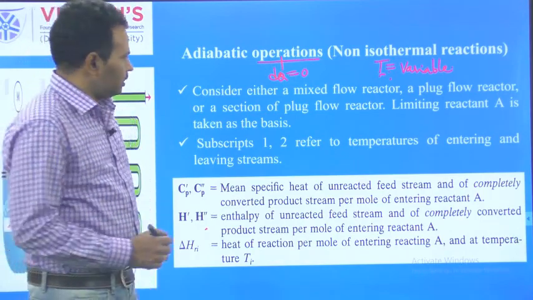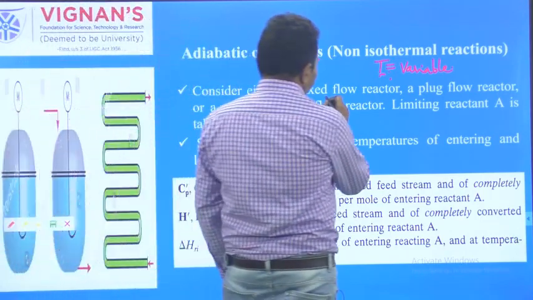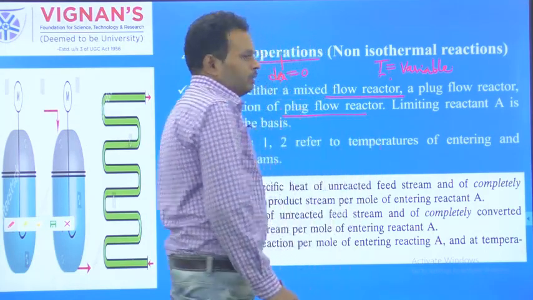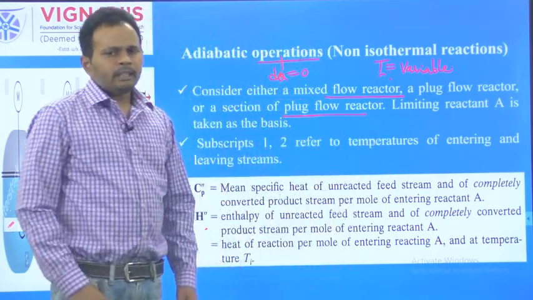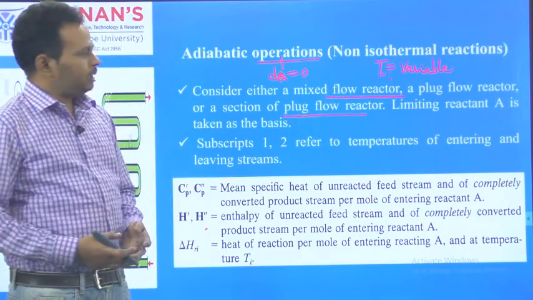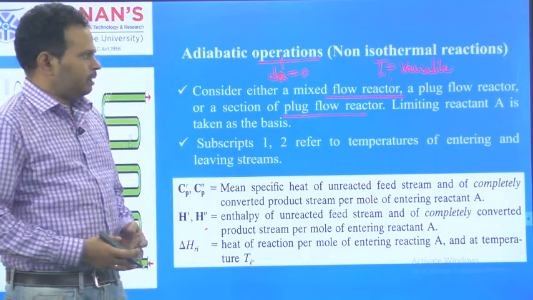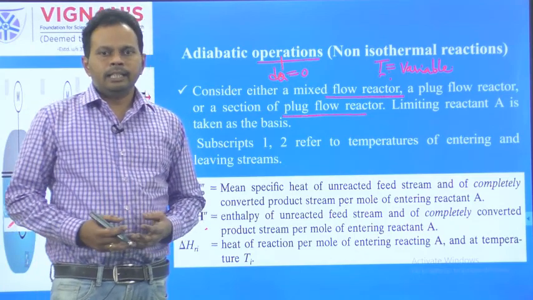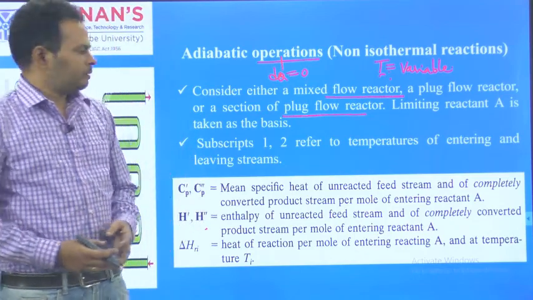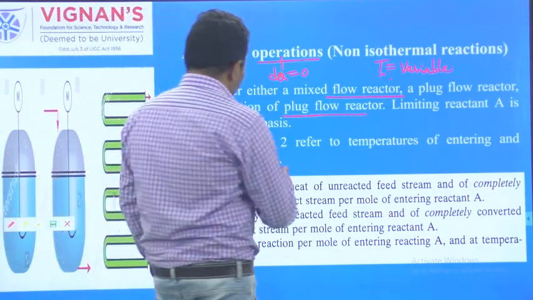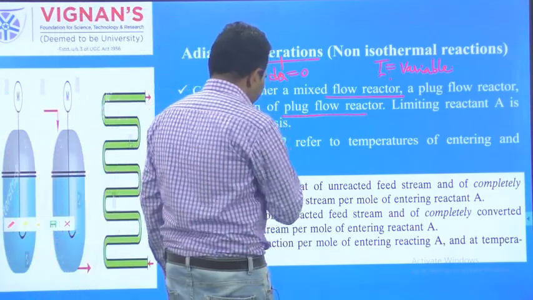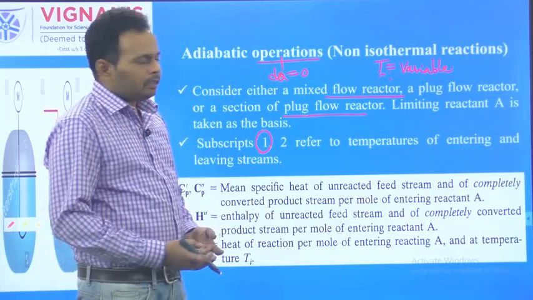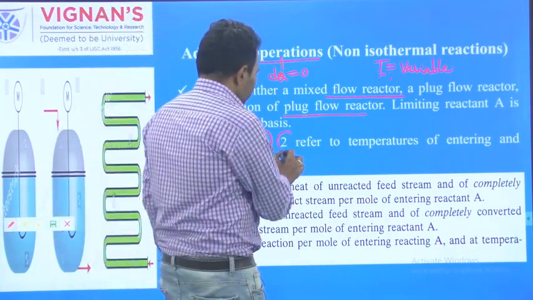For that, consider either a mixed flow reactor or a section of a plug flow reactor, based on the limiting reactant A. Assume A as the limiting reactant; it limits in quantity, and when that reactant is over, the reaction automatically stops. Here, subscript 1 refers to the materials entering the reactor, and subscript 2 refers to the materials leaving the reactor.